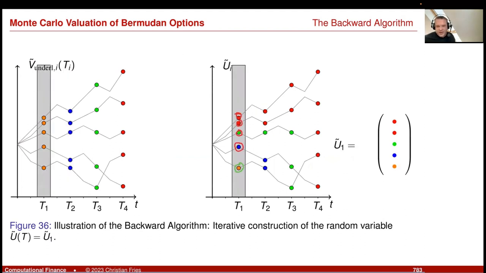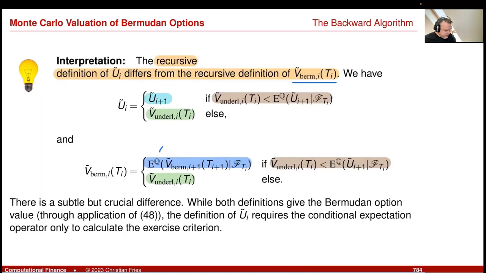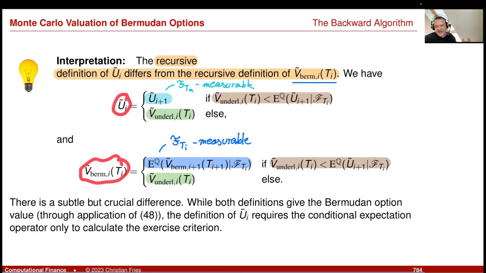So going back to our picture, you see this random variable, u tilde 1, it contains here on these sample paths stuff that you get here. It contains here stuff that you get here. Here, stuff that you get there. Okay, it's just a collection of different objects from the future without having the conditional expectation operator applied. So this is FTI measurable. This, we don't know. This is FTN measurable. Taking the expectation of the two gives the same value.